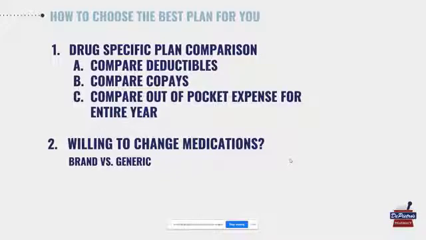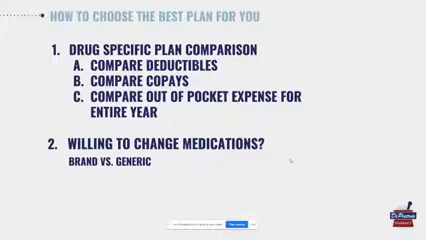And then it will come back with a couple different numbers. And I'll show you it on the next slide. But we compare deductibles, we compare copays, but the biggest number we look for is your out-of-pocket expense for the entire year. Because remember, it is for the entire year that you're going to be in this plan. So the best way to judge is based on your expenses for the entire year.